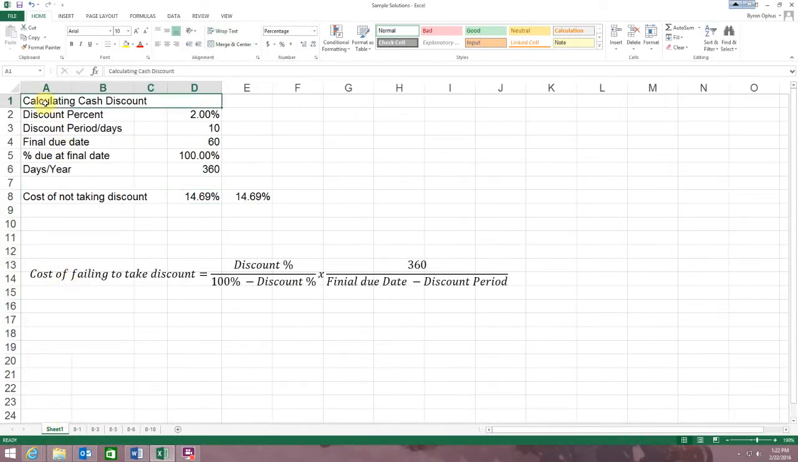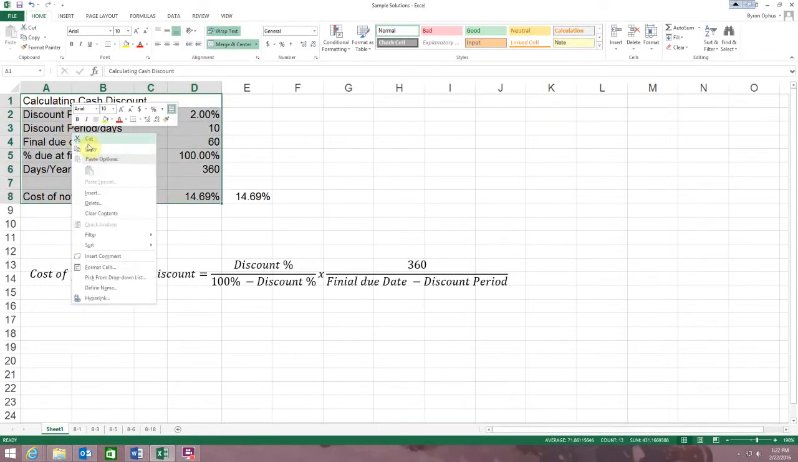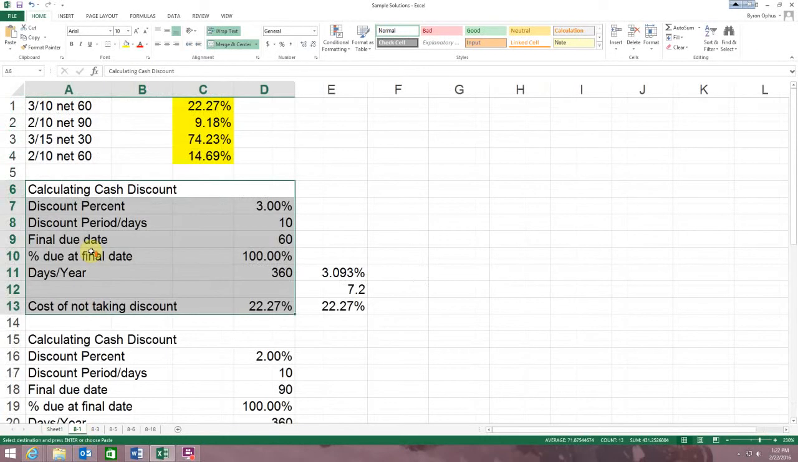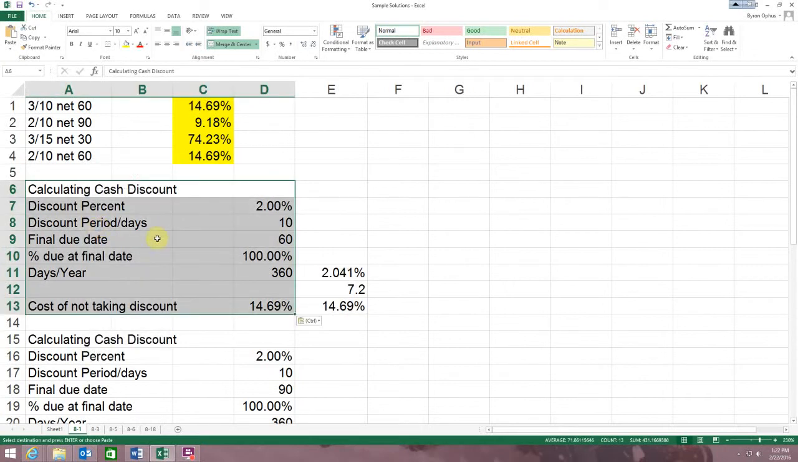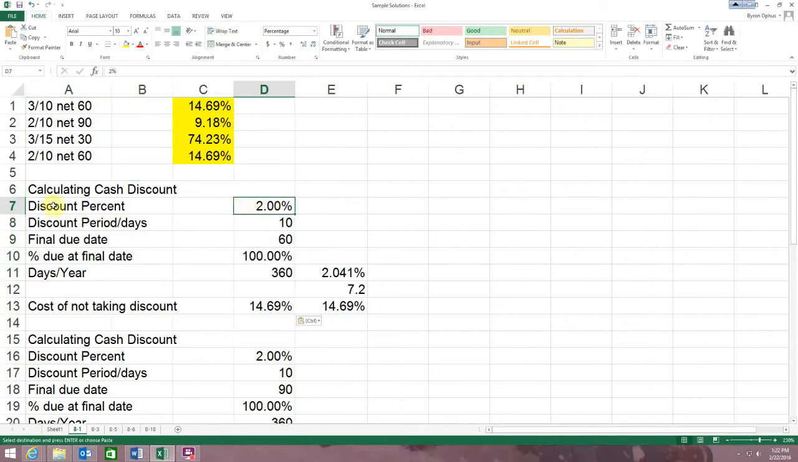So I didn't have to, I hope I didn't do one. No. Okay, so I can just copy that, come over here, plug her in here, and there we go. Okay, now that plugged in the numbers, right? But what do I have? I have 2/10, so my discount percent is 2%, 10 days. My final due date's 40, so I can make that change. 100%, 360. I think everything else is done. So yeah, once I get it, then it's pretty easy.